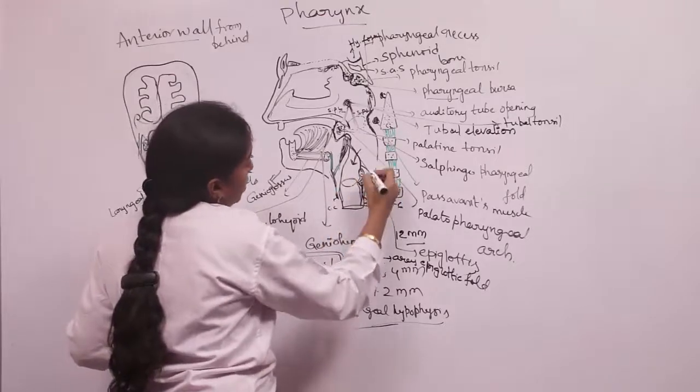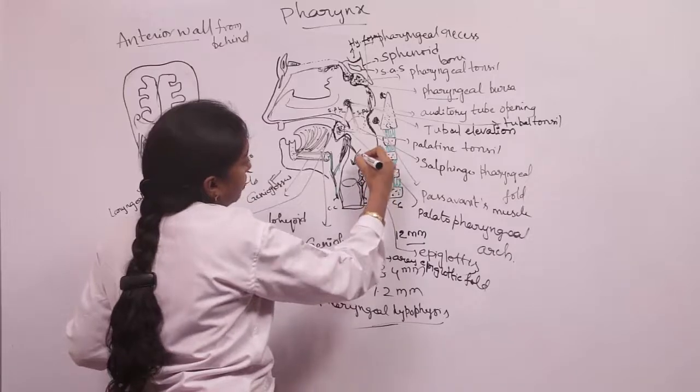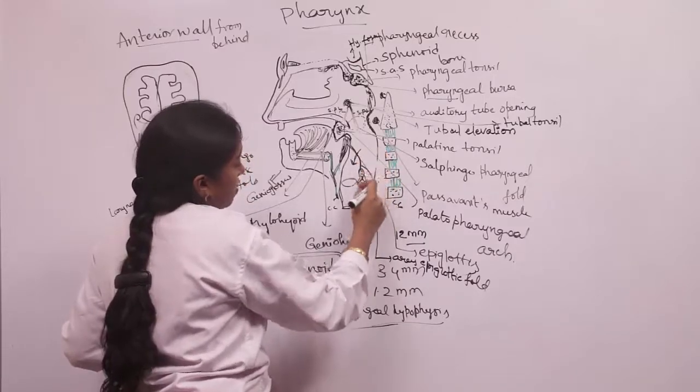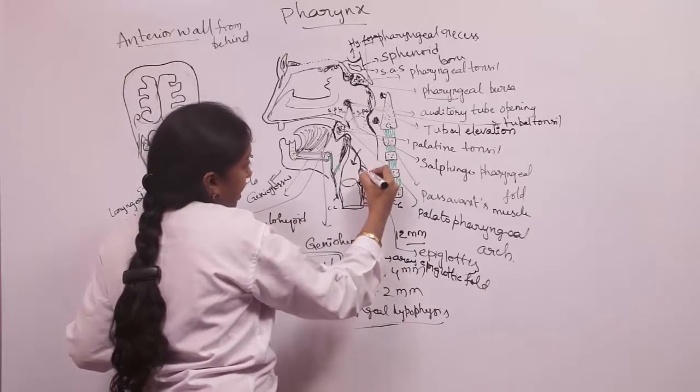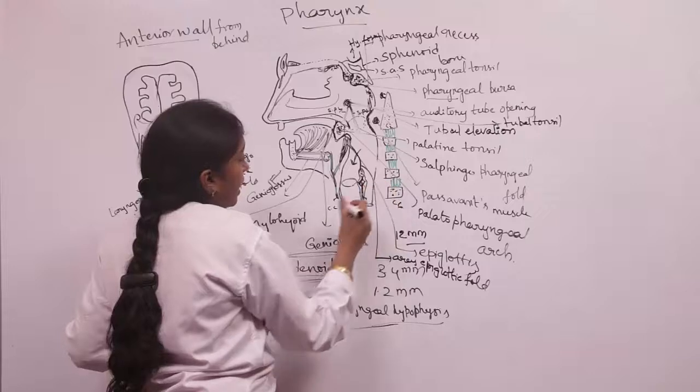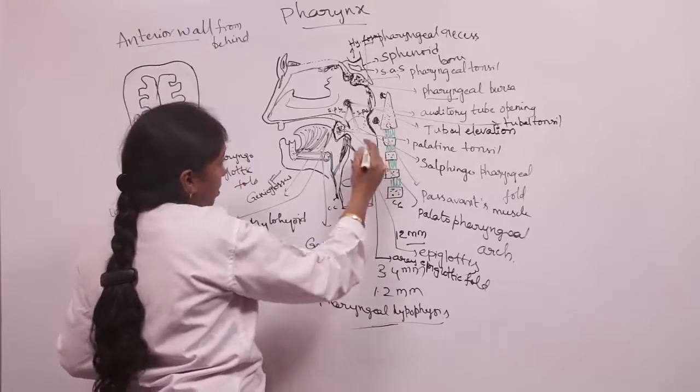The remaining part of the pharynx below the laryngeal inlet is covered by mucous membrane, and there are some cartilages in front of the pharynx. We have the arytenoid cartilage and the cricoid cartilage.